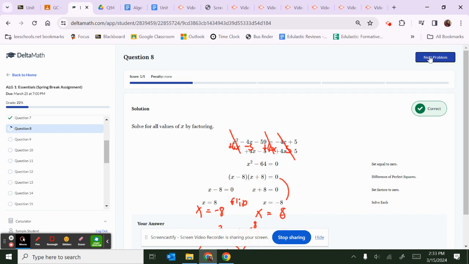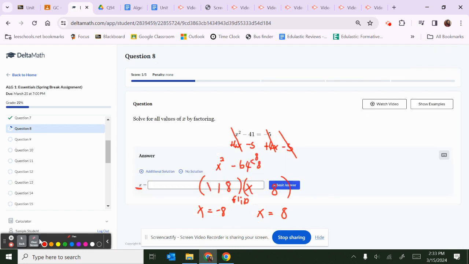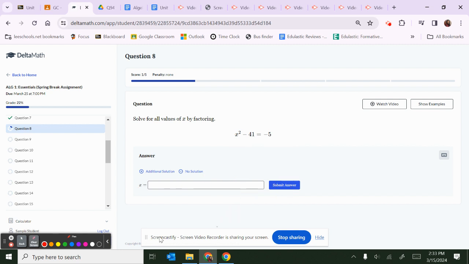All right, so let's try another one, guys. For this one, again, the first thing you're going to do is make sure that everything is on the same side. So to move everything to the same side, I would add 5 to both sides. This will get canceled, and you have x squared. Negative 41 plus 5 is negative 36. So this is kind of like the question we just did before. This is what the factored form would look like.